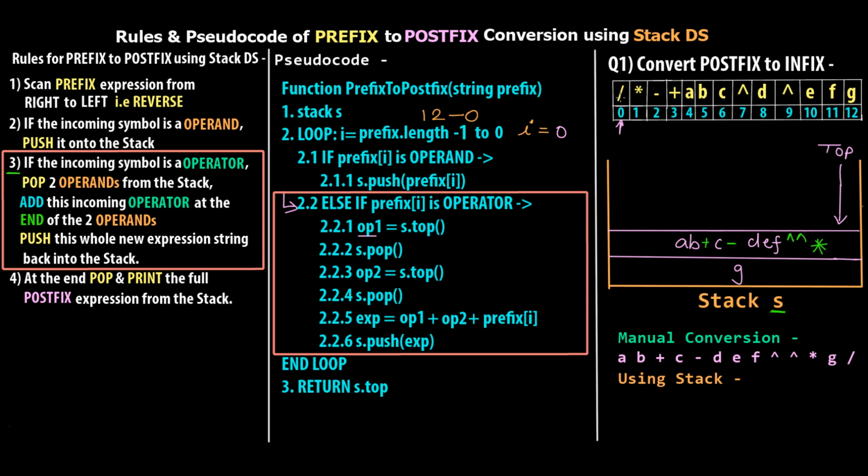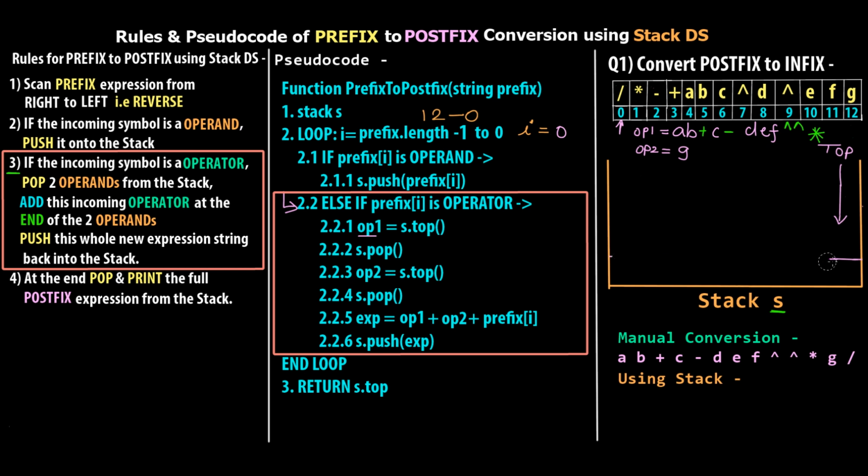But again the last symbol is also an operator, so again 2.2 will be executed. So we will say op1 equals to this entire top of the stack, which is this entire string. So op1 equals to this. Then at 2.2.2 we will pop it out. Then at 2.2.3 we will say op2 equals to top of the stack. What is top of the stack? It is simple operand g. Then we will say s.pop at 2.2.4, so the stack becomes empty now.